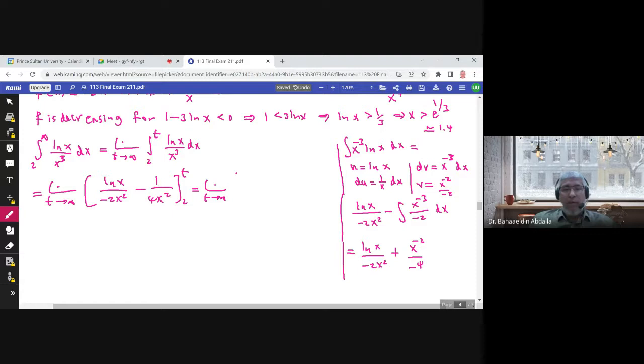If I replace x by t, I'll have ln t over negative 2t squared minus 1 over 4t squared, minus. If I replace x by 2 now, I have ln 2 over 4 times 2, negative 8. Let me write this like this, minus 1 over 4 times 4, 16.